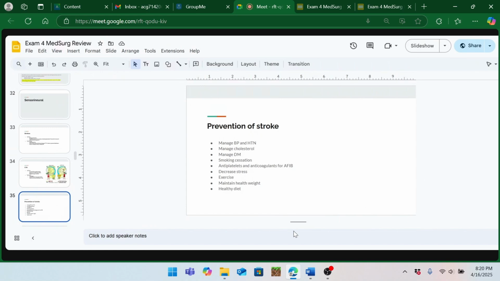Some ways you can prevent strokes from occurring. You need to manage the blood pressure and the hypertension. If they have AFib, they need to take their antiplatelets and anticoagulants. Manage your diabetes, your cholesterol, decrease your stress, stop smoking, of course, that goes for everything. Manage your weight, good diet, exercise. Most of these go with everything. The antiplatelets for AFib and managing your blood pressure are big ones here. And then always stop smoking.